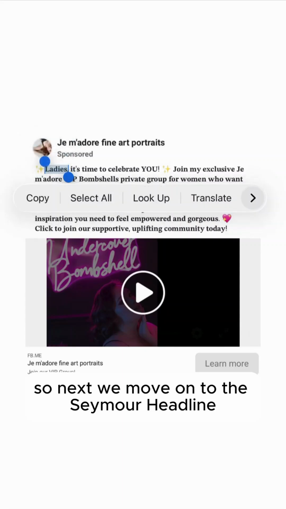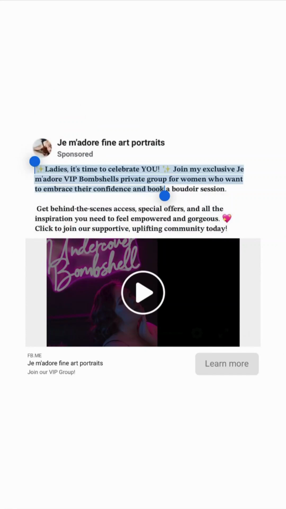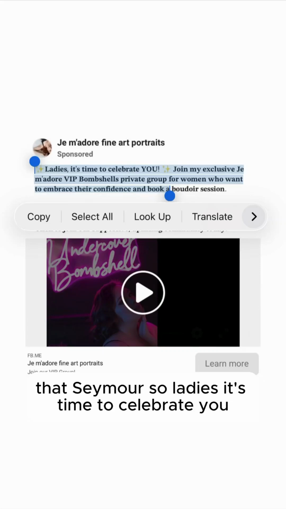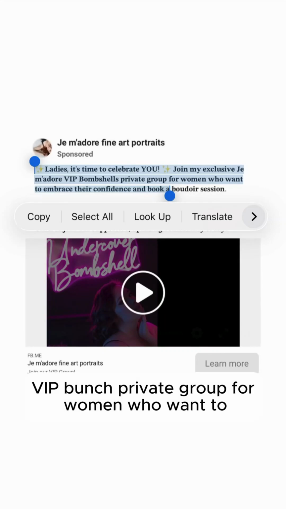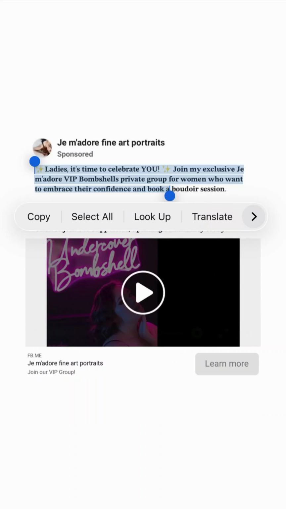So next we move on to the see more headline. First 2 3/4 lines, Facebook newsfeed mobile. The remaining part of line 3 will be hidden by a see more. So ladies, it's time to celebrate you. For my exclusive J'aime Boudoir VIP bonus private group for women who want to embrace their confidence and book a, all right, exclusive confidence.